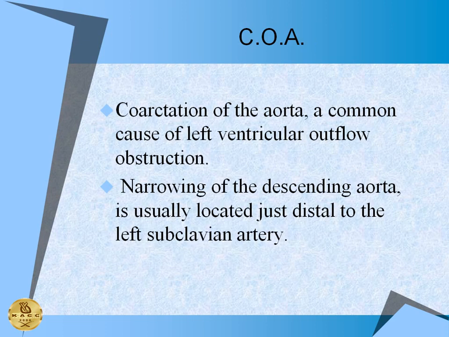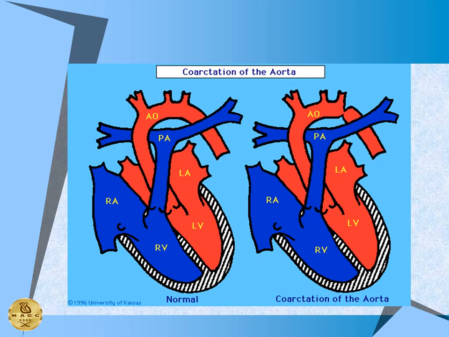So coarctation of the aorta is a common cause of left ventricular outflow tract obstruction. As you know, when we talk about left ventricular outflow, we mean the subaortic area, the aortic valve, the ascending aorta, and distally the arch. Narrowing usually is located just distal to the left subclavian artery, and this is where, when you do your echocardiography, you should concentrate.